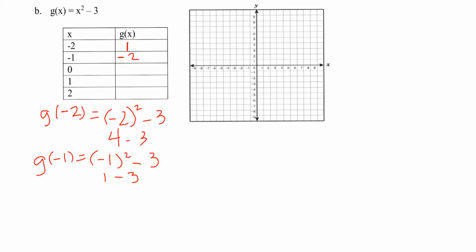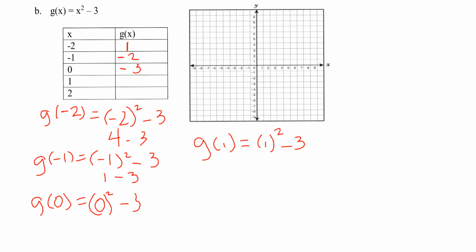Then we're going to do g of 0, which is 0 squared minus 3. 0 squared is 0, so we have our negative 3 as our answer. G of 1 will be 1 squared minus 3. 1 squared is 1. 1 minus 3 will give me a negative 2. And we have also g of 2, which we're going to do 2 squared minus 3. 2 squared is 4. 4 minus 3 will give us 1.